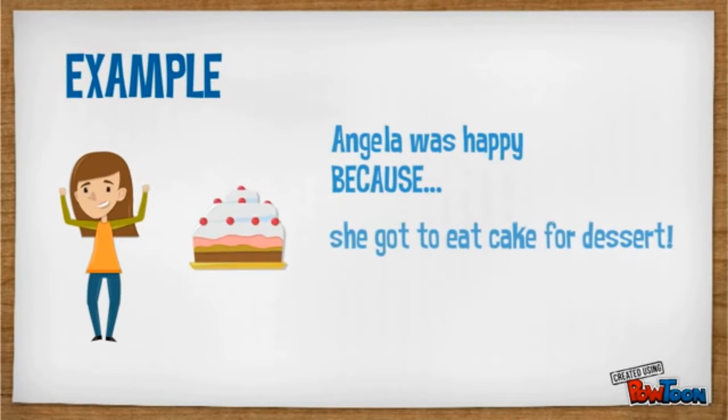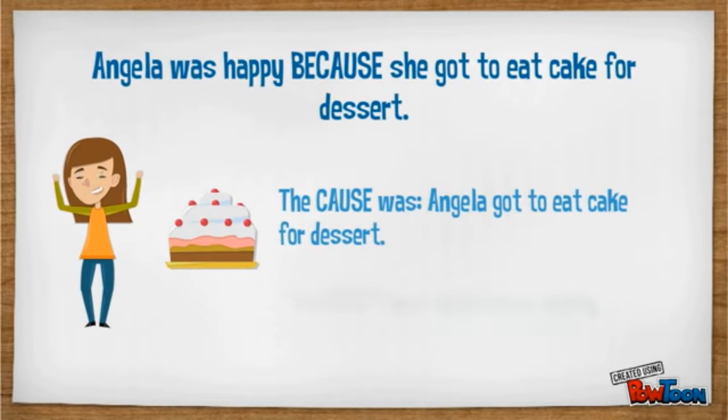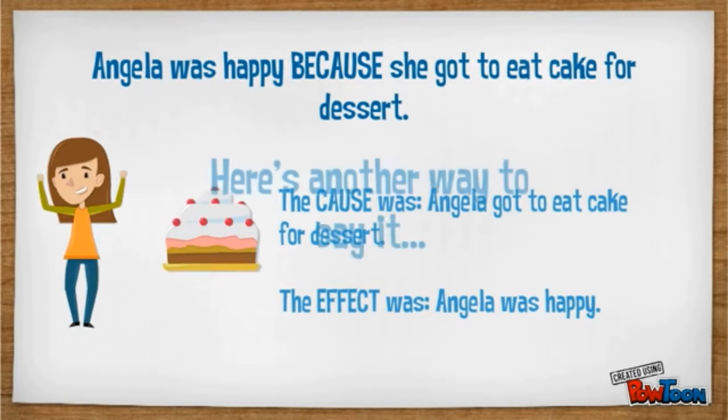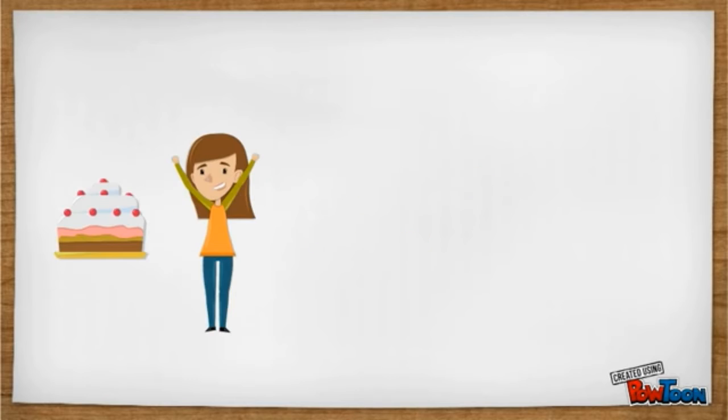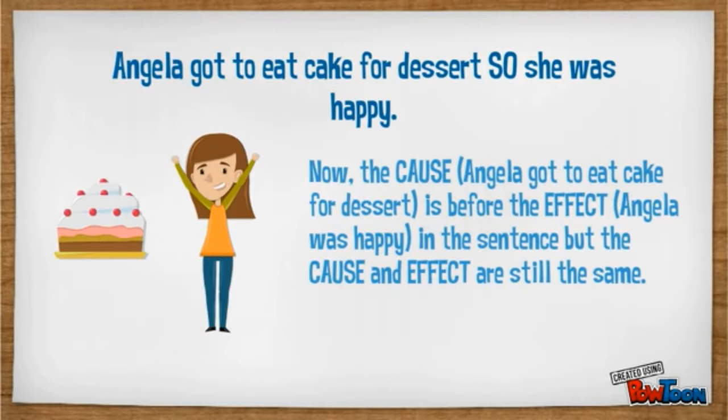Here's an example. Angela was happy because she got to eat cake for dessert. Who wouldn't be, right? The cause was Angela got to eat cake for dessert, and the effect of that was that Angela was happy. Here is another way to say it. Angela got to eat cake for dessert, so she was happy. Now, the cause, Angela got to eat cake for dessert, is before the effect, Angela was happy, in the sentence, but the cause and effect are still the same.